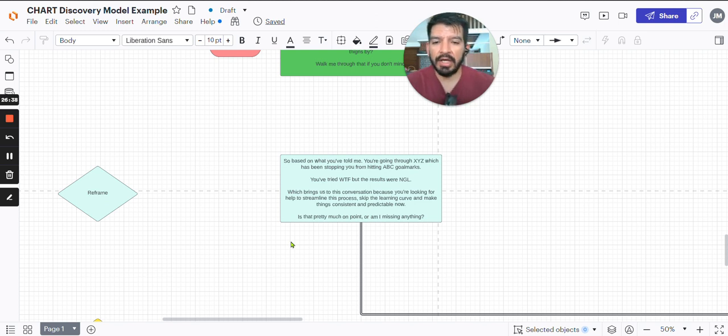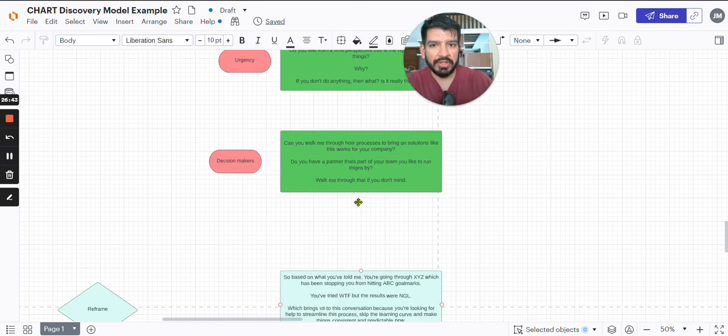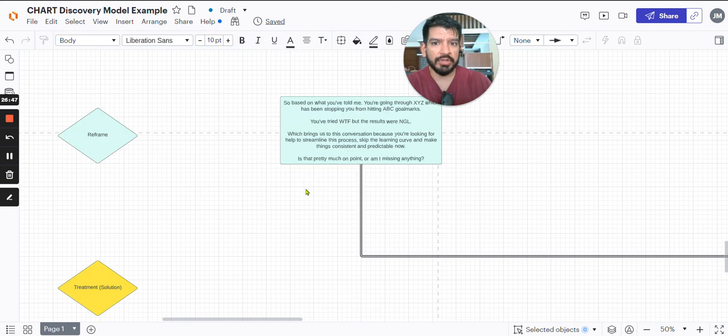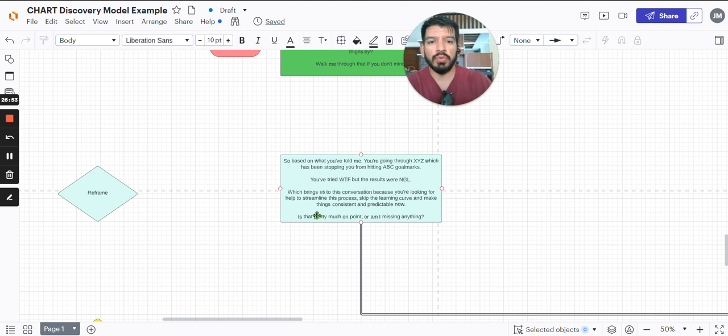Reframe. Once you've already done your deep assessment, you've done your surface level assessment, you found out their problem, you know that there's a budget, that there's a need, that there's urgency, there's everything that can make the call move forward. You want to reframe everything they told you with their own words. So based on what you've told me, you're going through XYZ, that's pretty much been stopping you from accomplishing ABC goal. Is that pretty much on point?